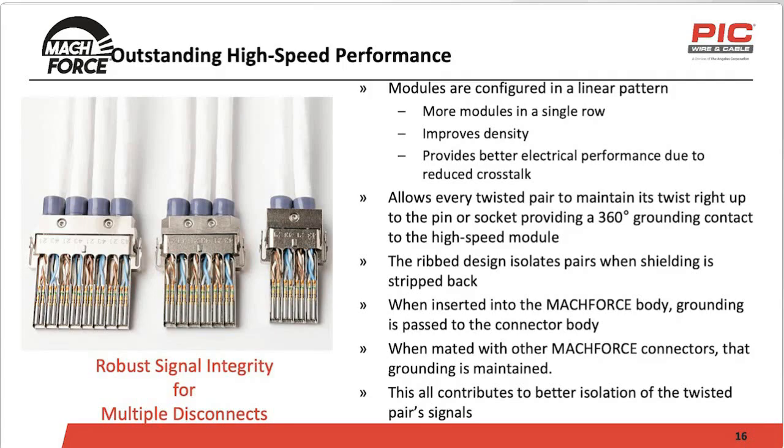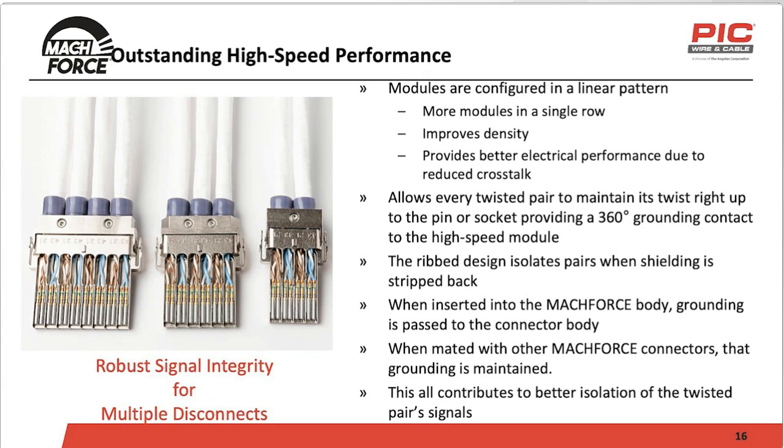Looking a little closer, you can see the unique elements of the design. First, look at how the modules are configured in a linear pattern. This allows for more modules to be placed on a single row than other connectors in their class. Not only does this help improve density, it also provides better electrical performance due to the reduced crosstalk between adjacent modules. It allows every twisted pair to maintain its twist right up to the pin or socket, where it is then stripped back and grounded at 360 degrees to the high-speed module itself.